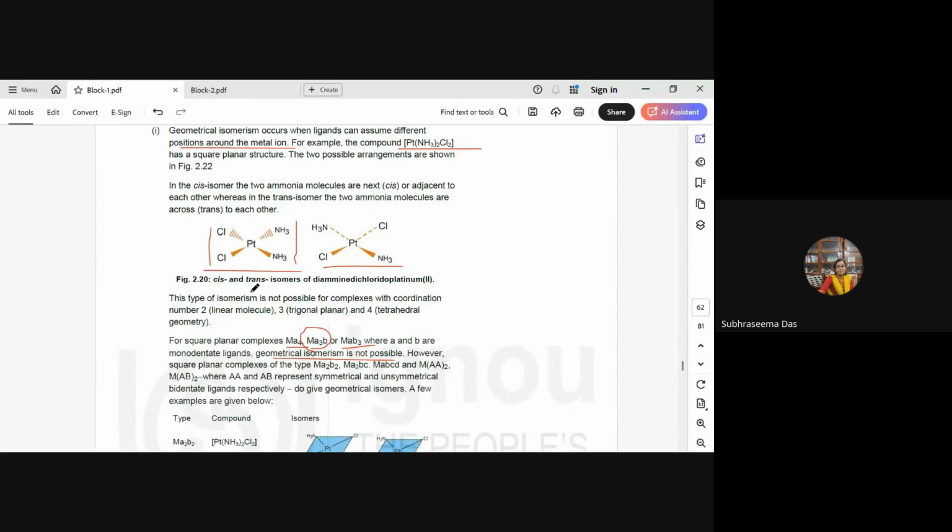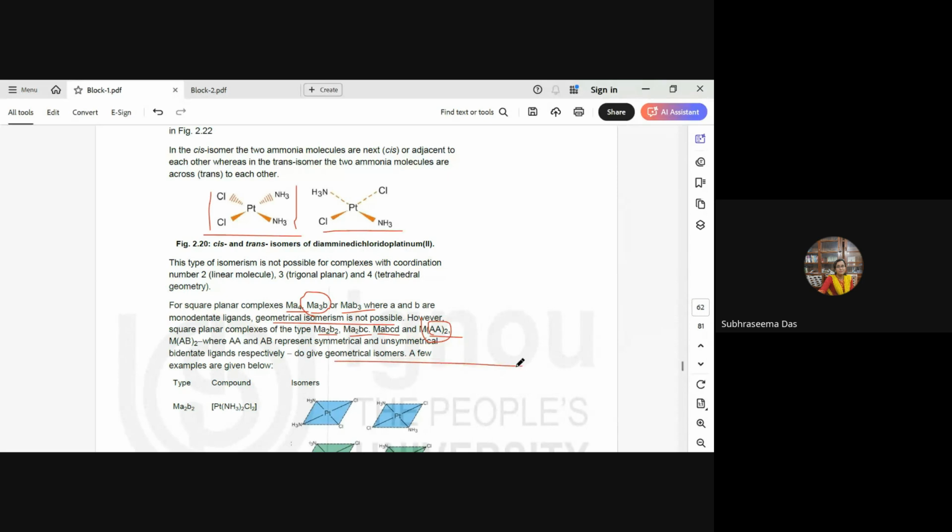As we can see in the diamminedichloridoplatinum example shown here, this complex is a square planar complex of the type MA2B2. Even MA2BC, MABCD, and M(AB)2 types are possible, where AB represents a bidentate ligand. Such square planar complexes show optical isomers.